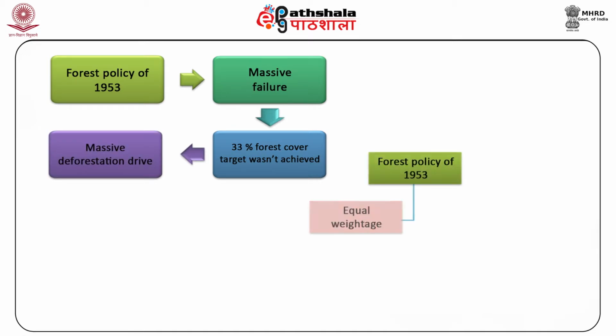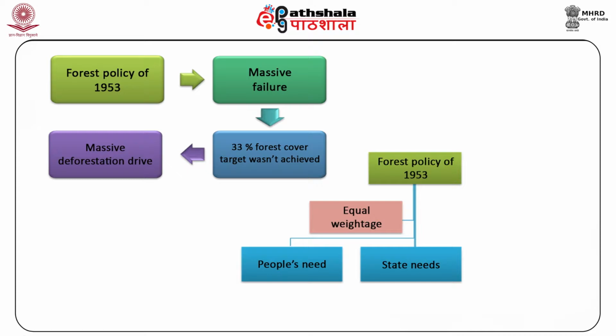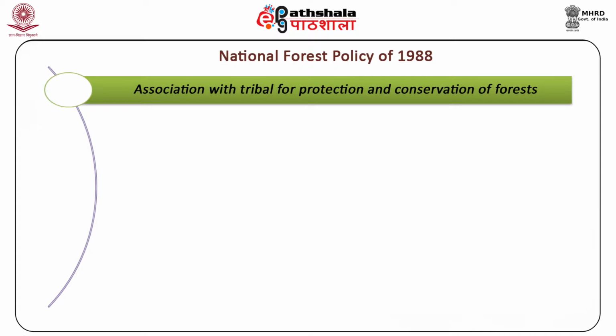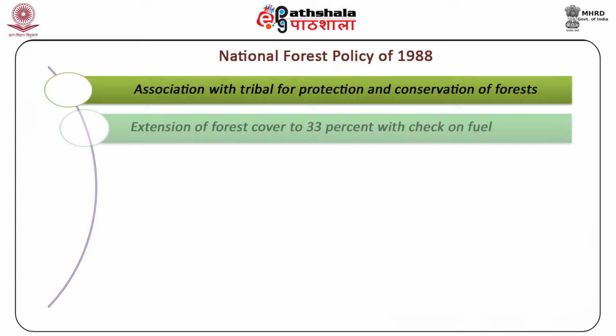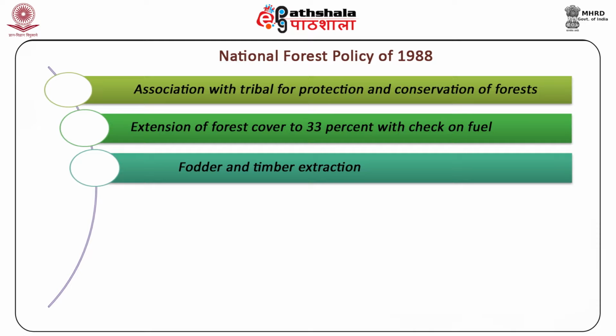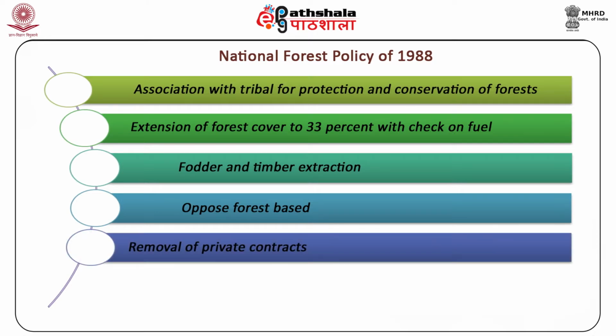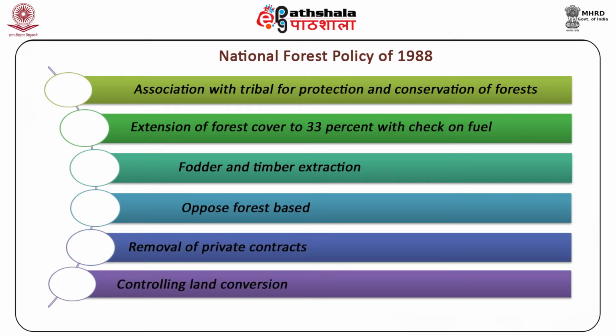The policy tried to give equal weightage to people's need for forest produce and the state's need for preservation and revenue and the industrial needs of raw material. The National Forest Policy of 1988 laid emphasis on the role of inhabitants and locals for forest conservation. The key issues addressed included association with tribals for the protection and conservation of forests, extension of forest cover to 33% with a check on fuel, fodder, and timber extraction, or the opposing of forest-based industrialization, and the removal of private contracts and controlling land conversion.